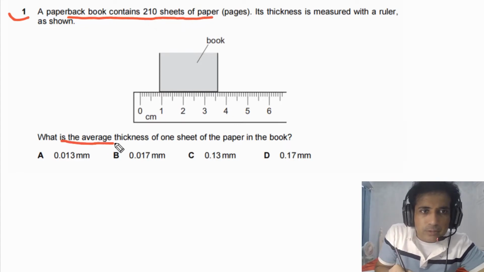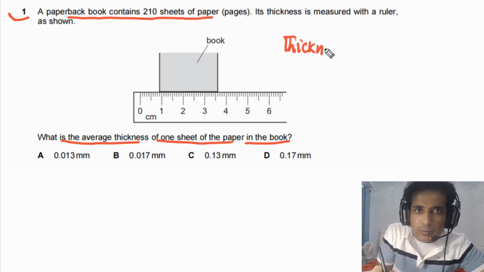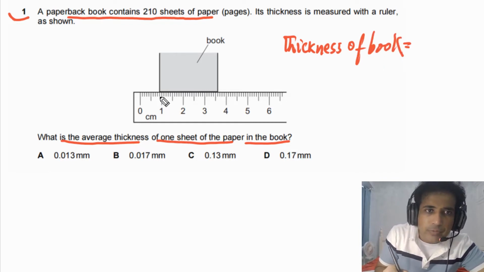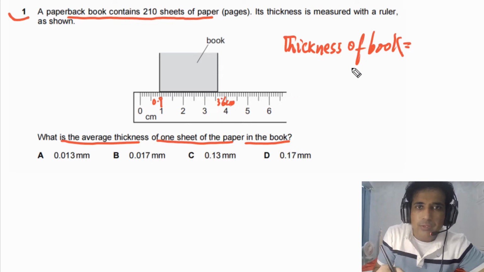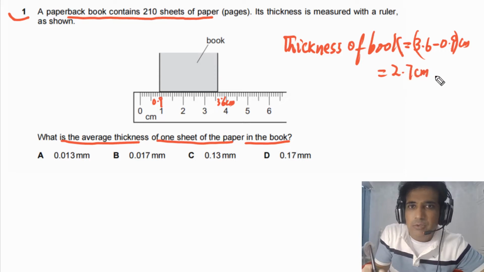For question number 1, it is given to us that a paper book contains 210 sheets of paper. We need to find out what is the average thickness of one sheet of the paper in the book. Thickness of the book we can find from here. So first of all, we can write down thickness of book. Simply we can read this meter rule and find out. If you look at this point, this is 0.9 centimeters and this one is 3.6 centimeters. So the thickness of the book is 3.6 minus 0.9 centimeters.